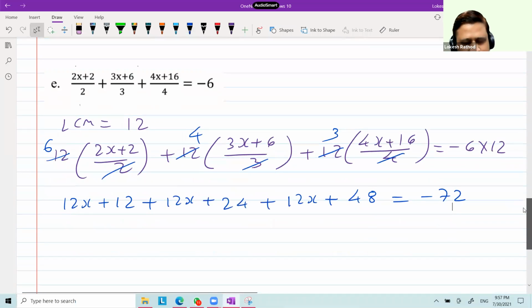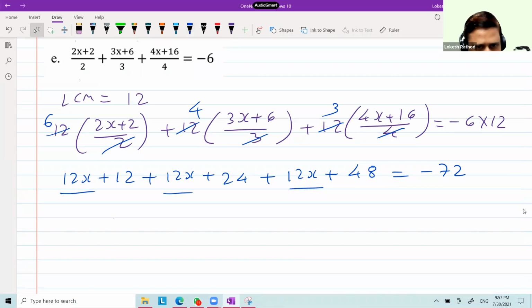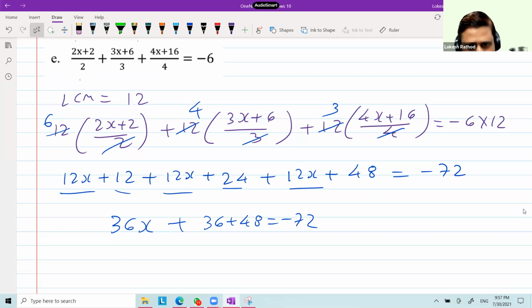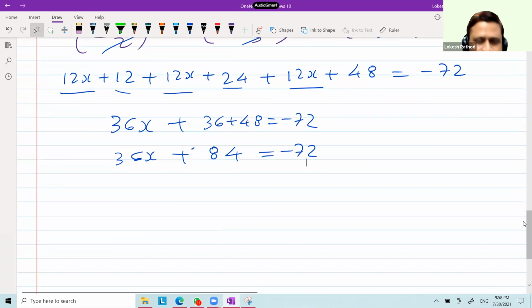Now, if we simplify this, 12x, 12x, 12x, 12 2s are 24. These are 36. So this is 36x. And if I add this 12 plus 24, 36, right? So plus 36 plus 48 equal to minus 72. So basically 36x is equal to 36 plus 48, if I add plus 4, 84 minus 72, right? So from here, I can easily find the value of x, right?